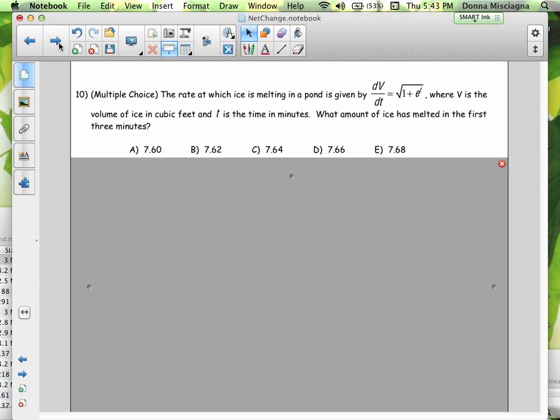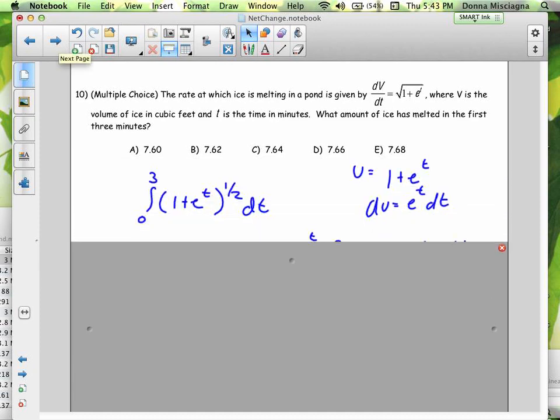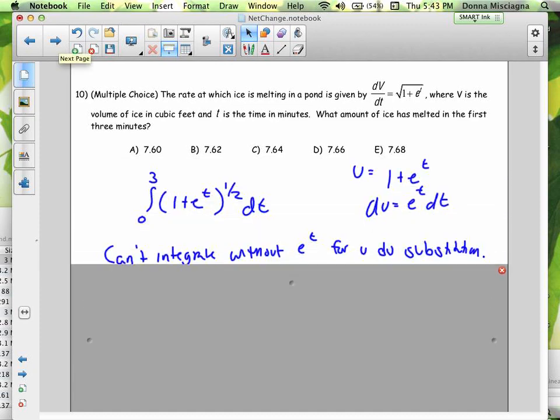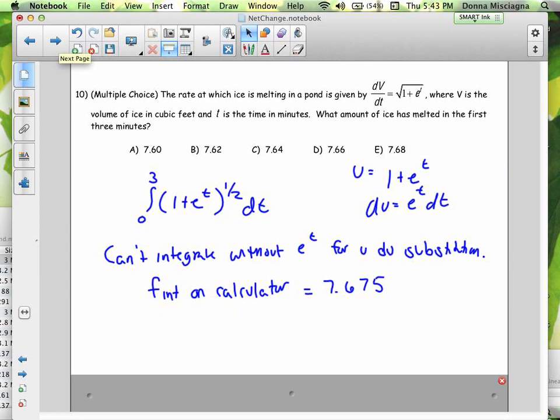Another multiple choice. The rate at which ice is melting is given by dV/dt equals the square root of 1 plus e to the t, where V is the volume of ice in cubic feet and t is time in minutes. What amount of ice has melted in the first 3 minutes? Well, I hope right in your head you know exactly how to set this up. Let's go over it. Okay, that's a rate. You're going to integrate and evaluate.